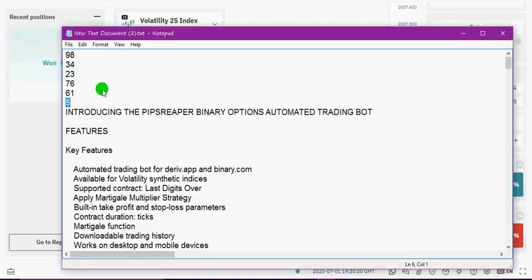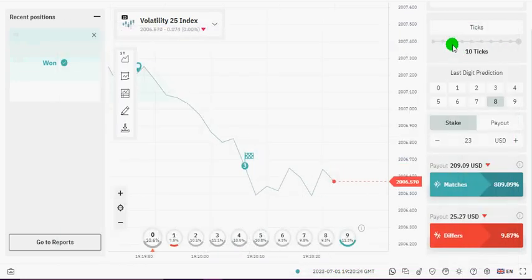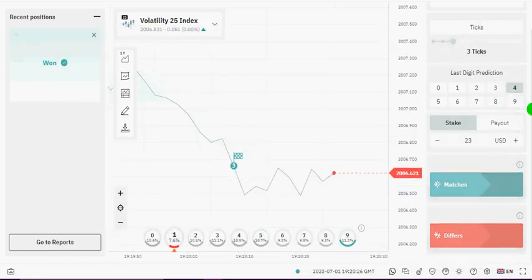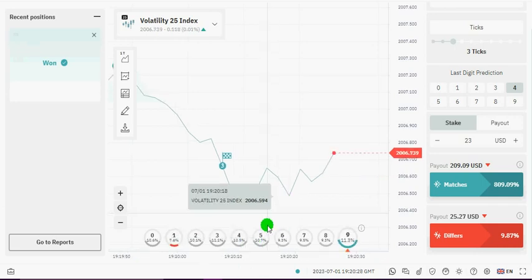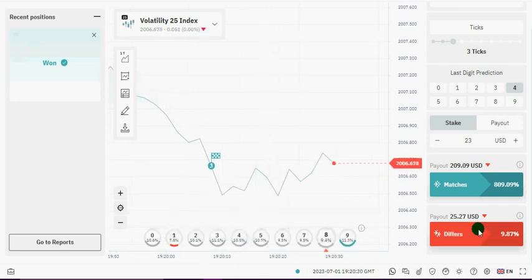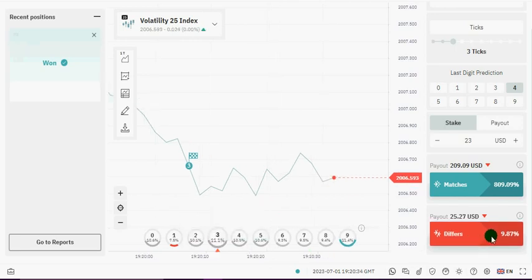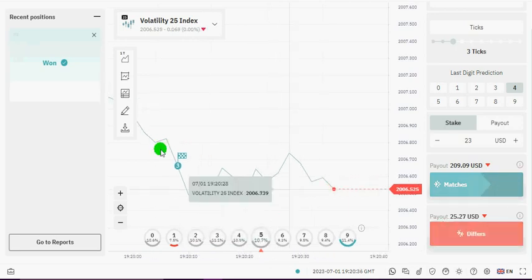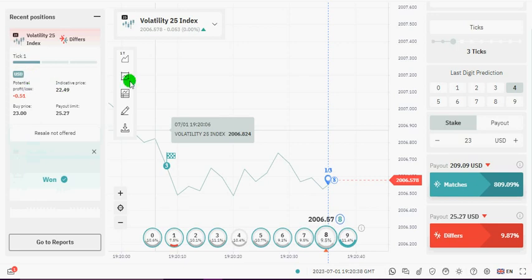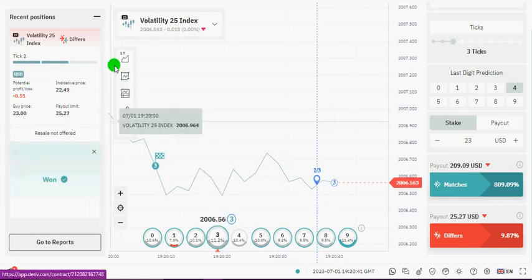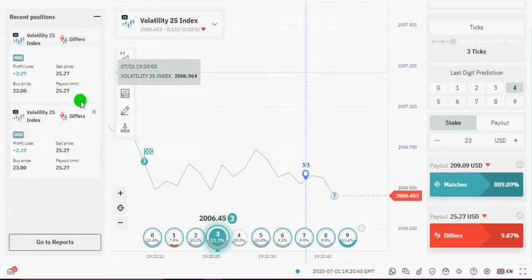We're going for the second trade. It has to be 3 and 4, which means the tick will be 3, then the last prediction will be 4. Then we're going to watch this again right there. It has to be 5. Once it's on 5, we're going to click on the differ. So you have to wait. That's 5. So that's our second trade. So let's wait. It's just 3 counts. So you can see we won that trade there.